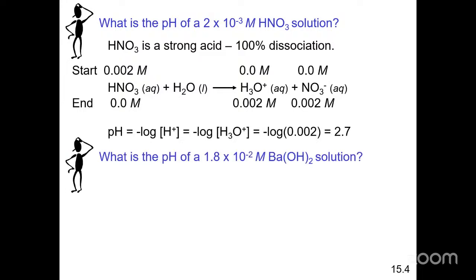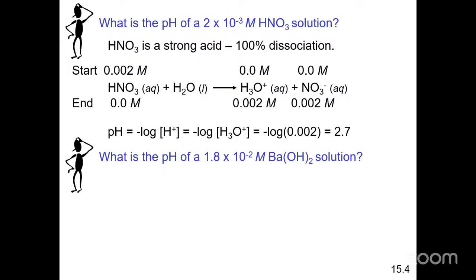Here's another example. What is the pH of a 1.8 times 10 to the minus 2 M barium hydroxide? Again, you have to ask yourself the question, is this a strong base or a weak base? We all know, based on what I told you before, barium is from group 2, right? So barium hydroxide would be a strong base, right?